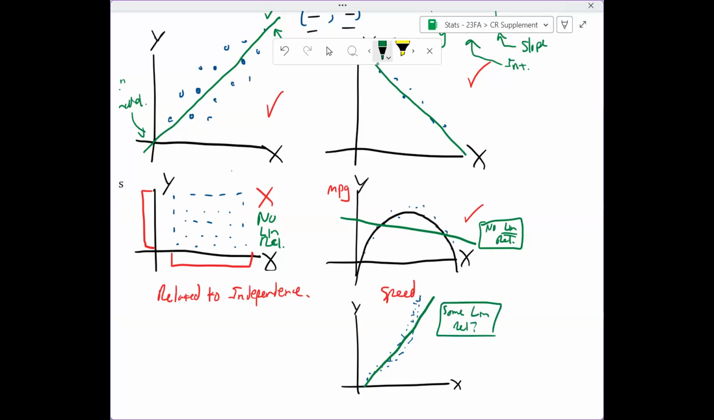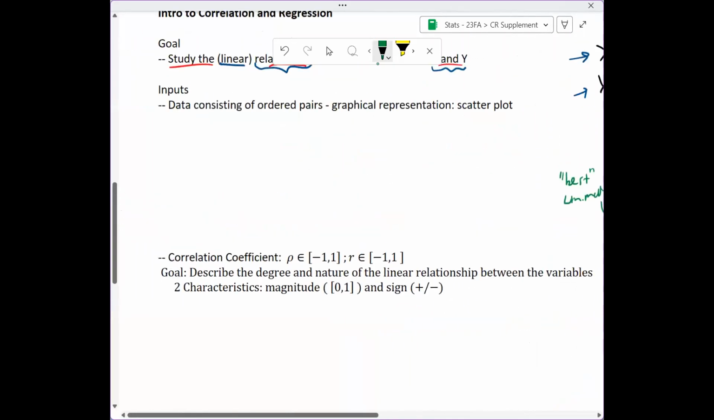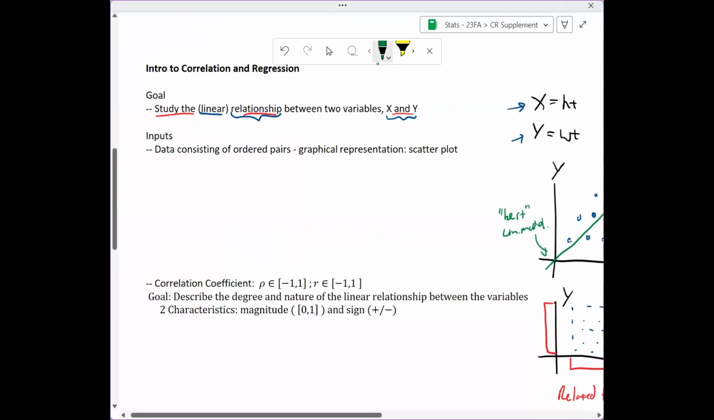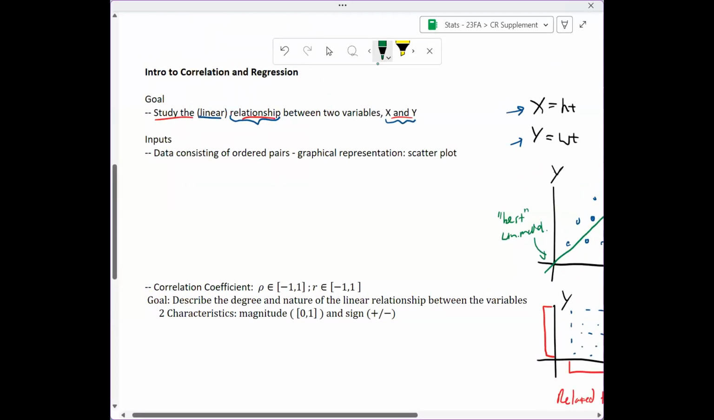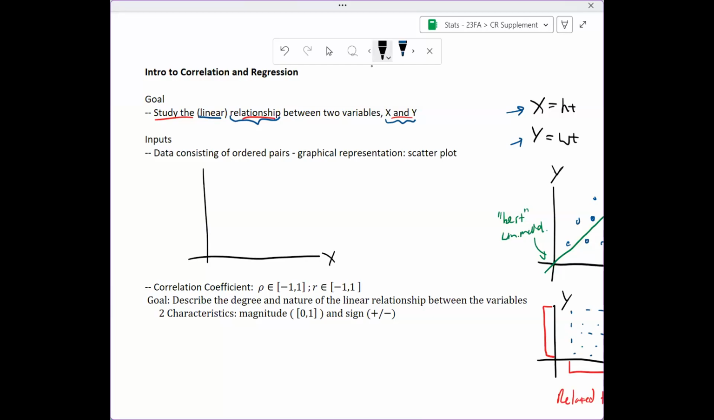This might be one that we would want to dig more into the numbers and analyze what we think the strength of that relationship is, and whether we think a linear model would be a good model to use or not. This might be a borderline case where we would want to investigate further. Okay, so that is the idea. We're studying the linear relationship between two variables.